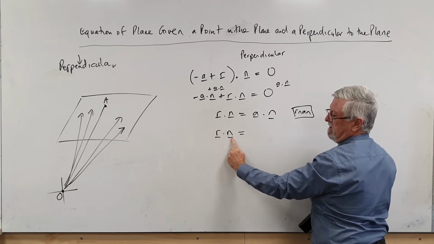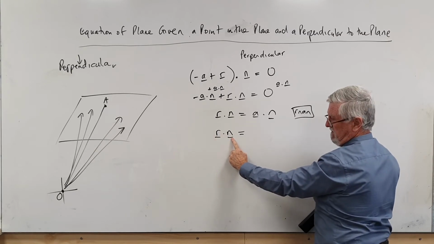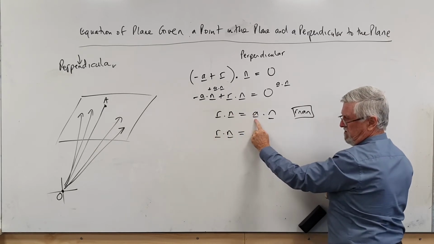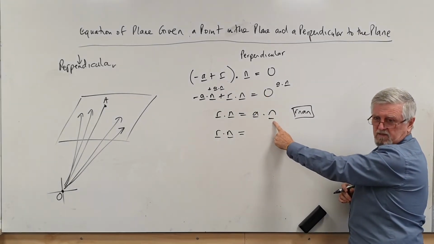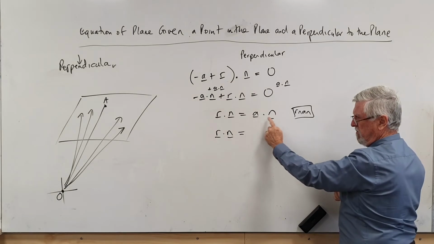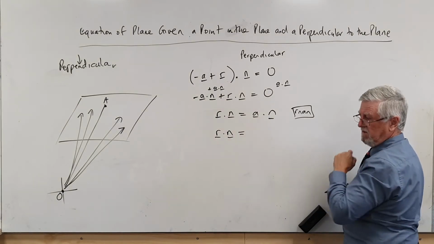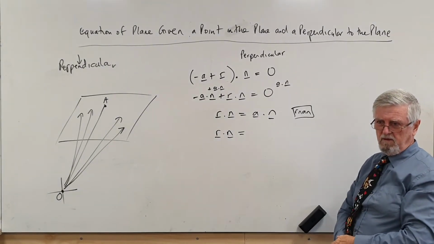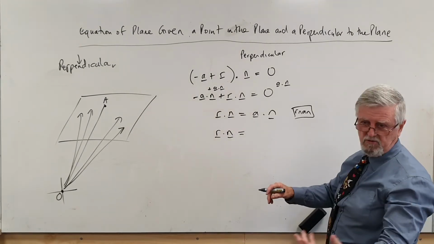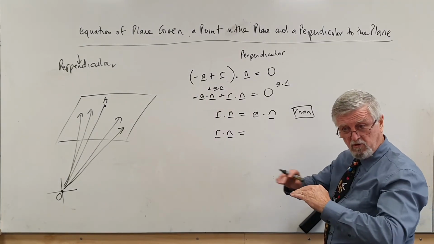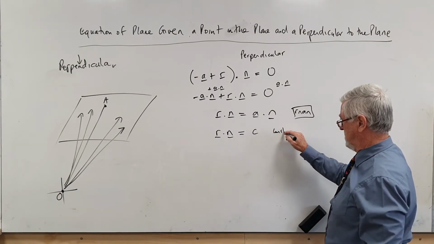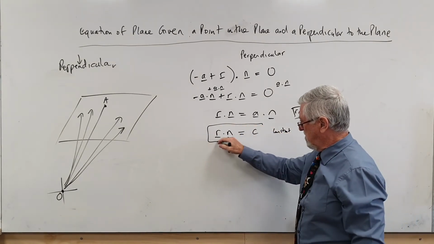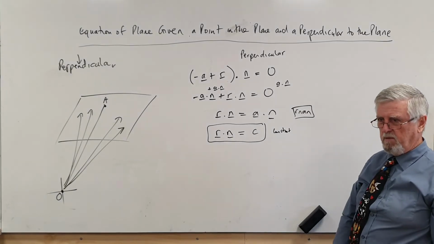What's this one? The vector perpendicular. What's this one? A position vector. What's this one? The vector perpendicular. What happens when I multiply two vectors with a dot product? They become a scalar, which I could use any letter that's not underscored. Most people will write C for constant. So that's the equation of a plane.